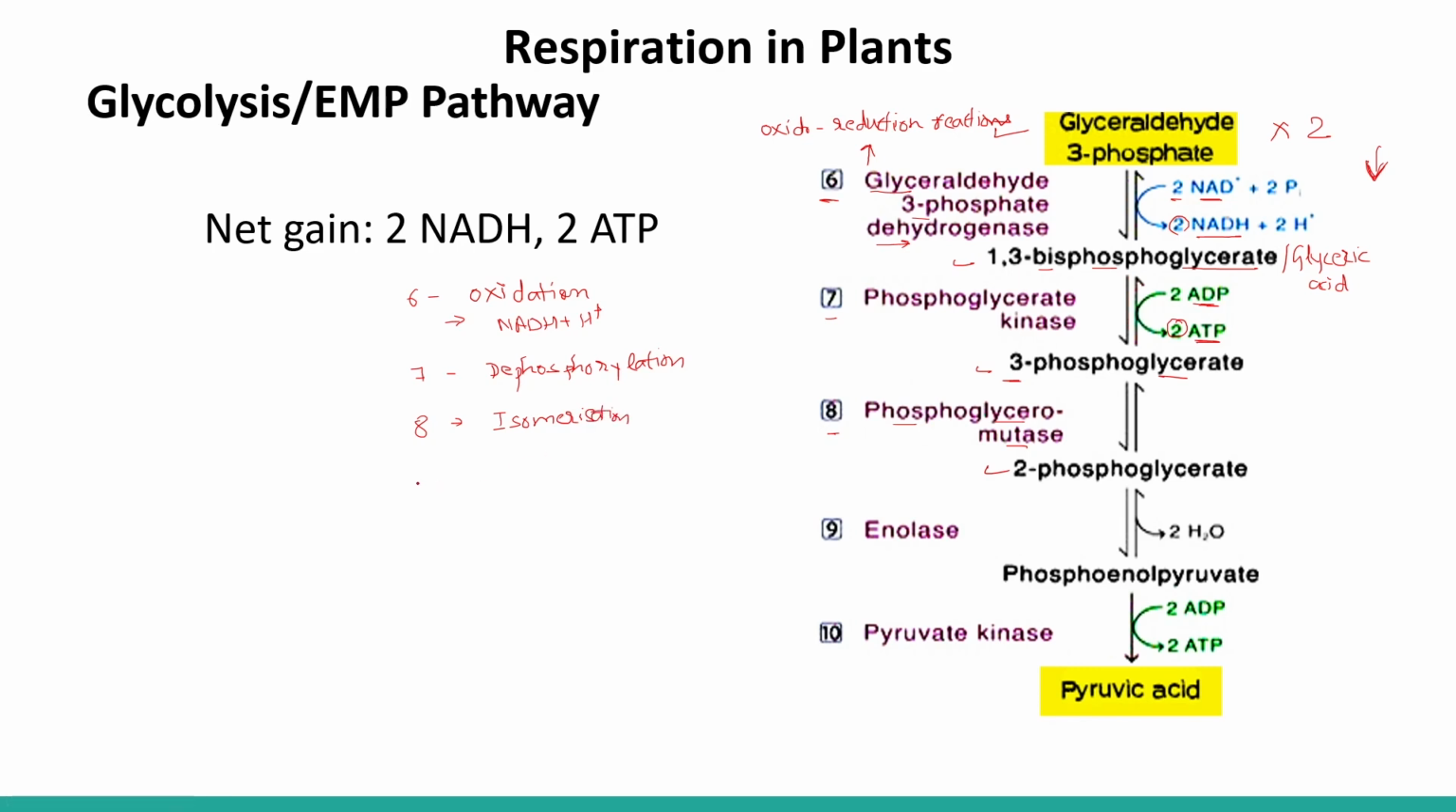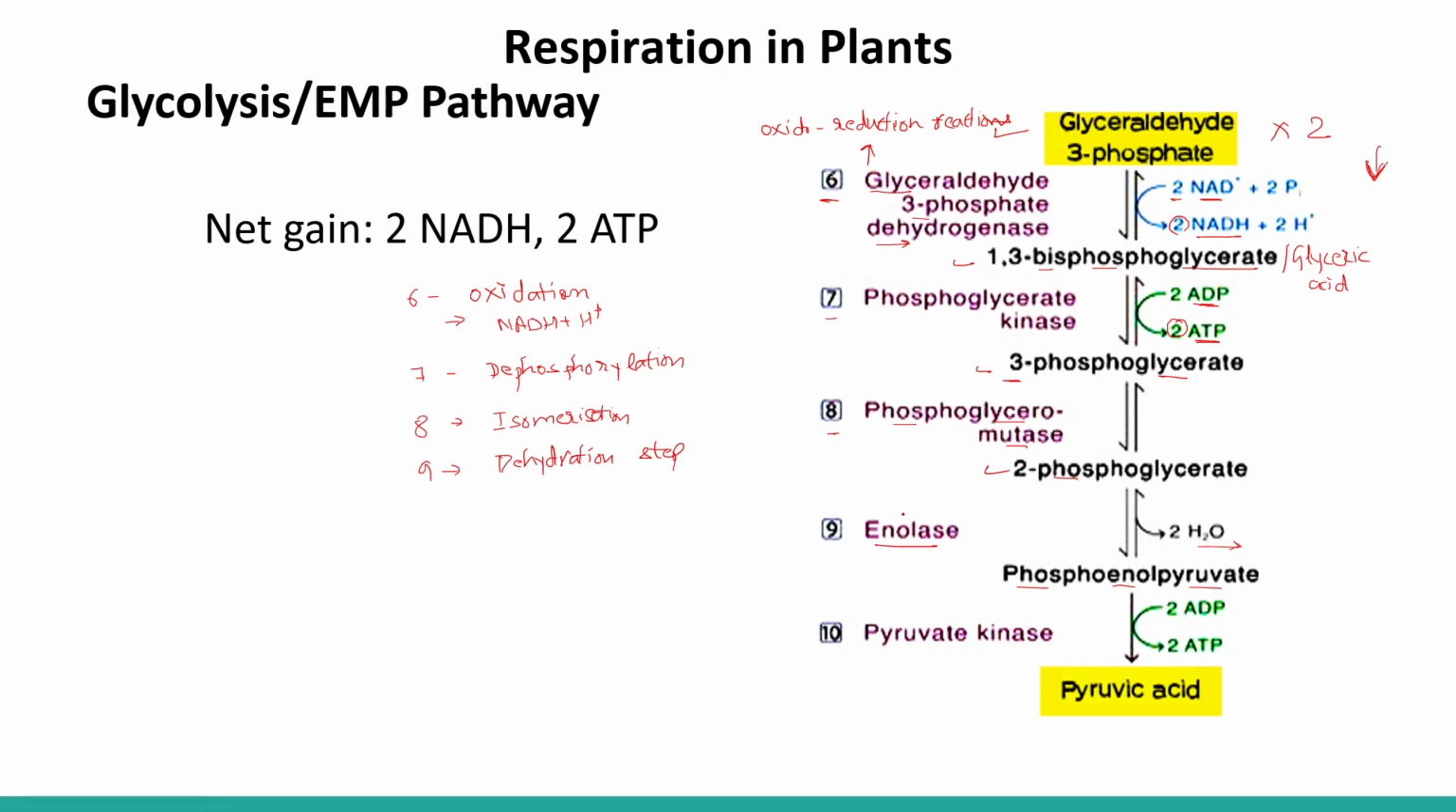Now the next step, which is the 9th step. Here, 2-phosphoglycerate is converted into phosphoenol pyruvate. This step is known as the dehydration step, and this reaction is catalyzed by the enzyme enolase. There is a release of a water molecule here, and that's why it is known as the dehydration step.